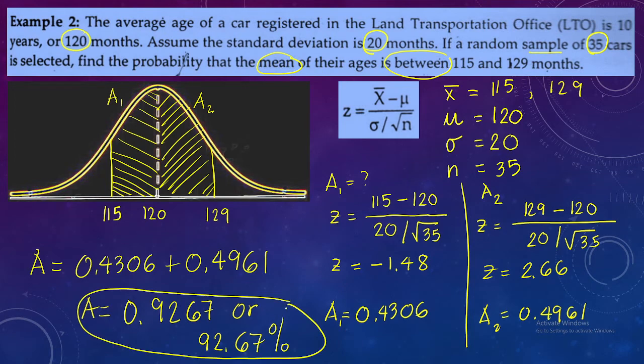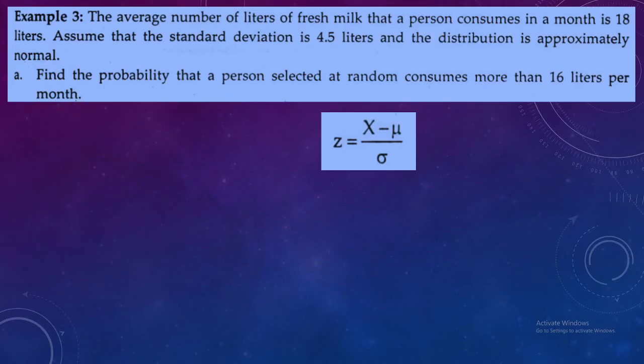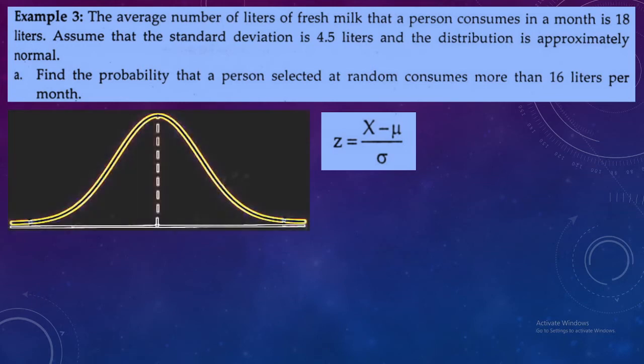Any questions about the second example? Answer. Okay, let's proceed to the third example. 3.A. So the average number of liters of fresh milk that a person consumes in a month is 18 liters. So do we see the word sample in the first sentence?